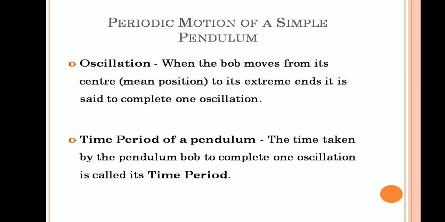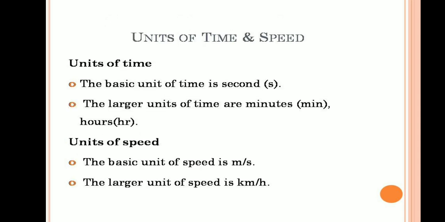Time period of a pendulum. The time taken by the pendulum bob to complete one oscillation is called time period. Units of time and speed. Units of time we have seen earlier. The basic unit of time is second. The larger units of time are minutes and hour. Units of speed. The basic unit of speed is meter per second. The larger unit of speed is kilometer per hour.